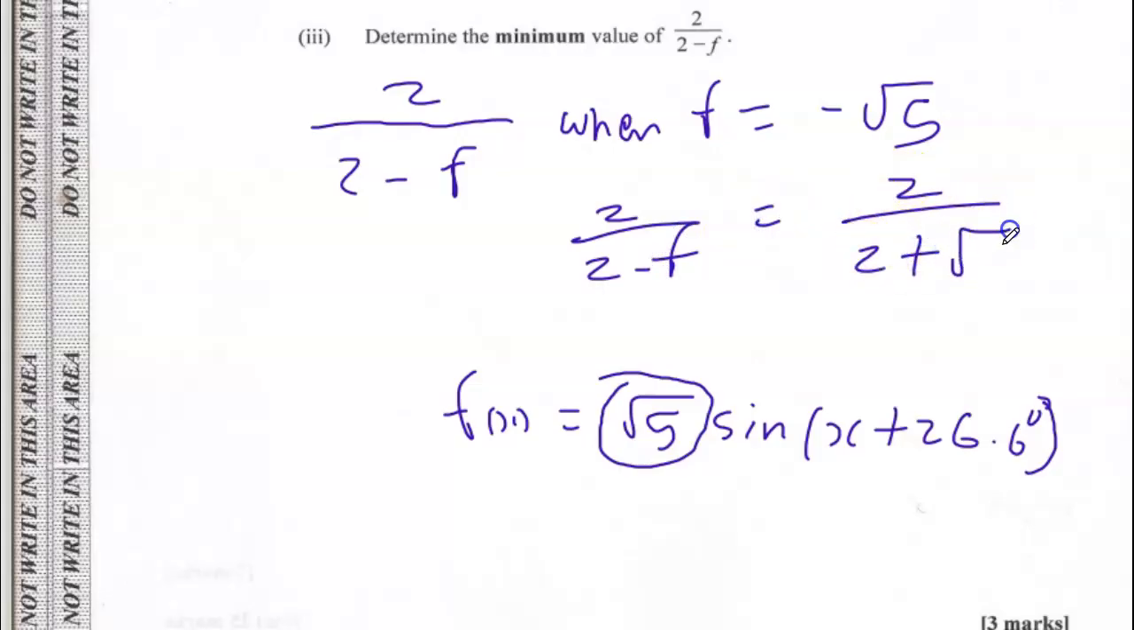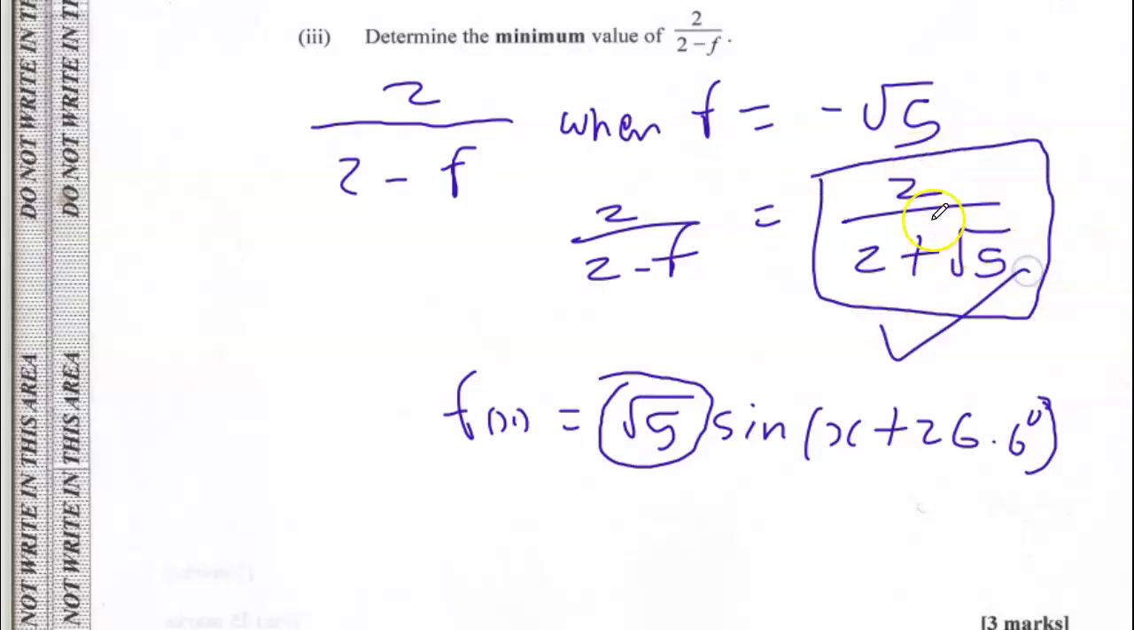So 2 over 2 plus root 5 is the minimum value of the function there, because that's when the denominator is at its largest. Any other value will give us a smaller denominator, hence a larger value overall.